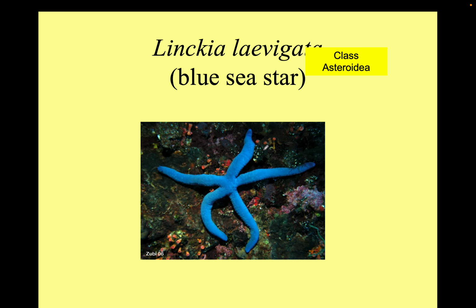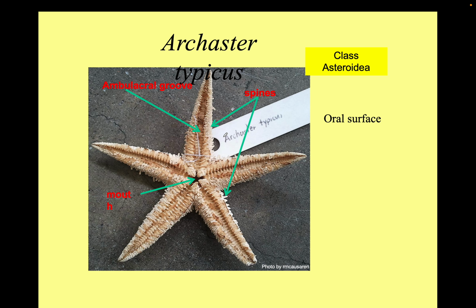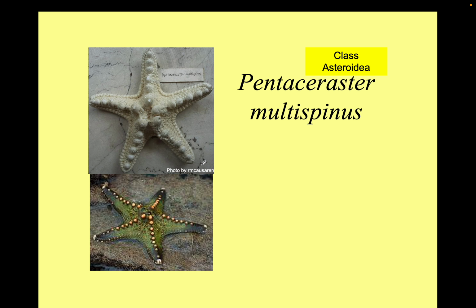Also another example under Asteroidea, we have Linckia laevigata, the blue sea star, the blue starfish. Archaster is another genus. Here you can see the aboral surface of the animal and characteristic preserved spines on the epidermal surface, on the integument of the animal. On the oral surface, you can see the mouth and the ambulacral groove. Another representative genus is Pentaceraster.